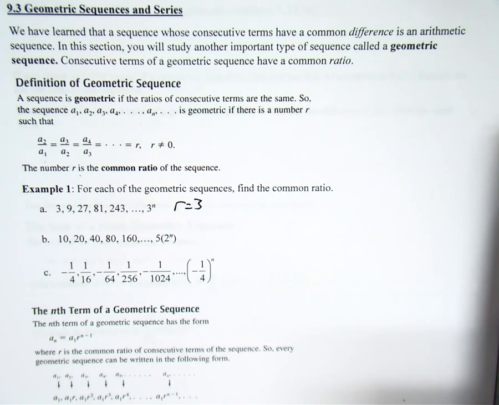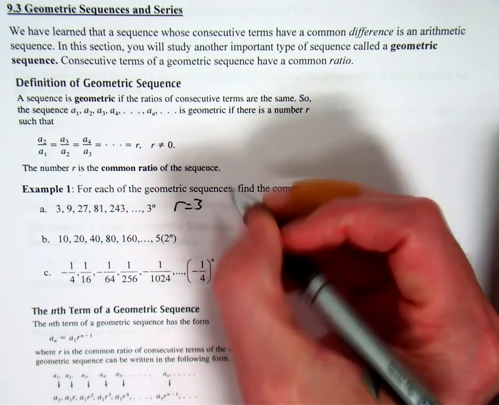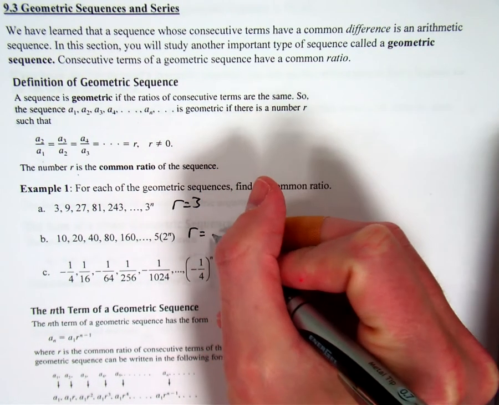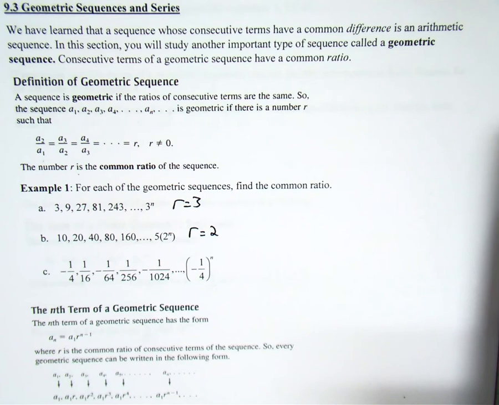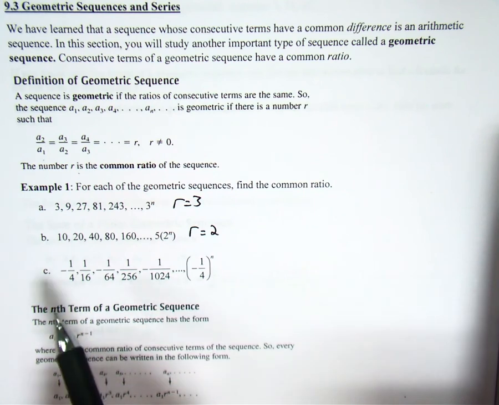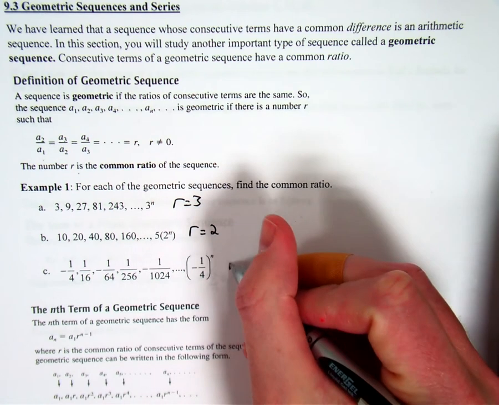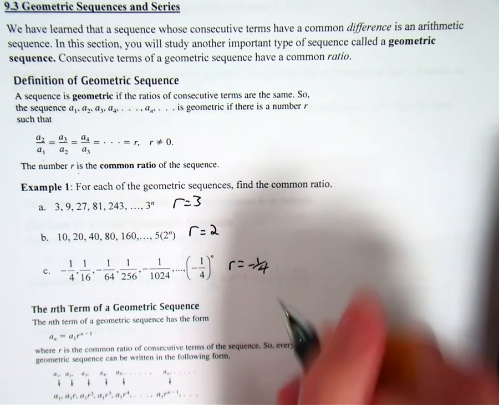10, 20, 40, 80, 160. We're multiplying by 2 every time. Negative 1/4, positive 1/16, negative 1/64. So they are going by fourths and changing signs, so our ratio is negative 1/4.